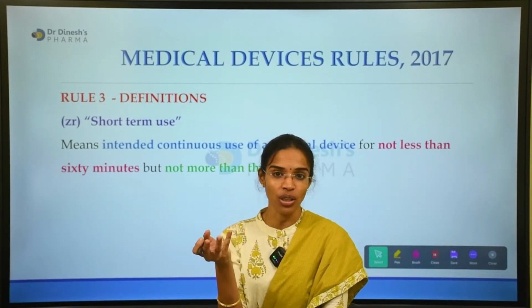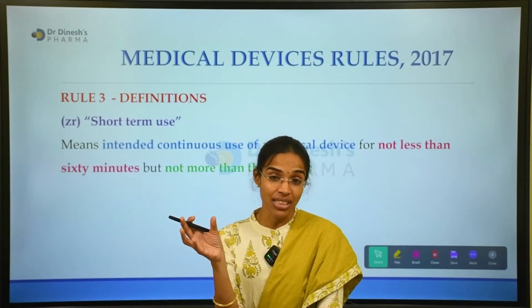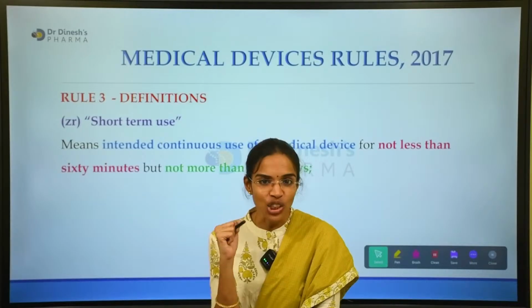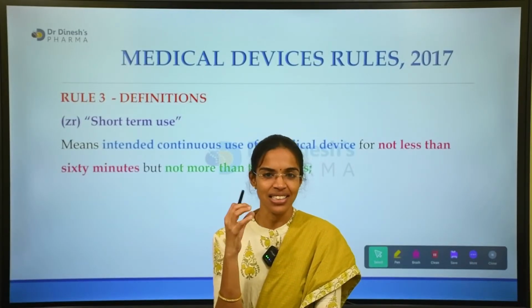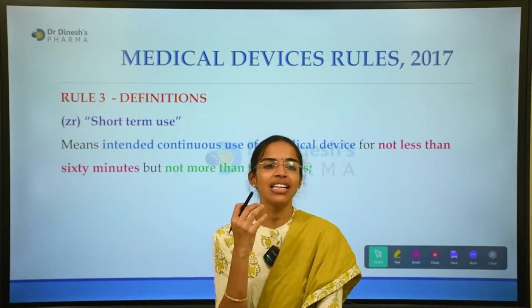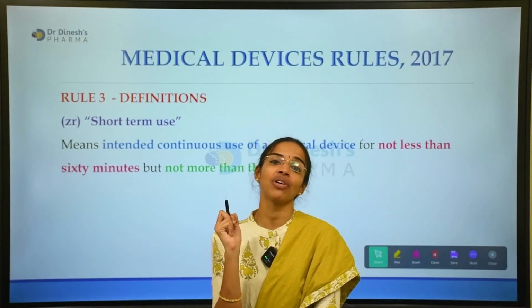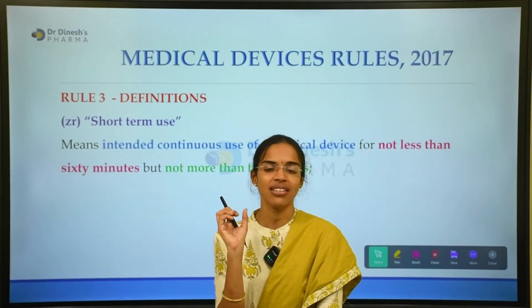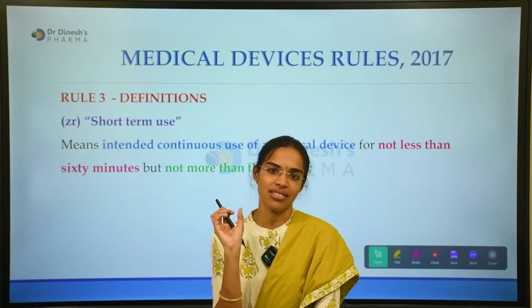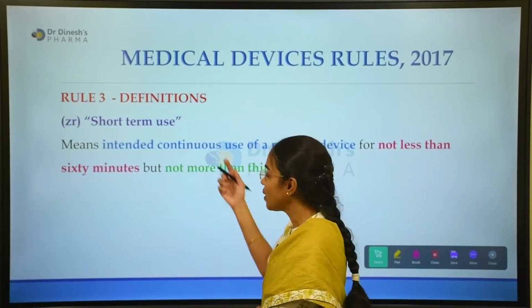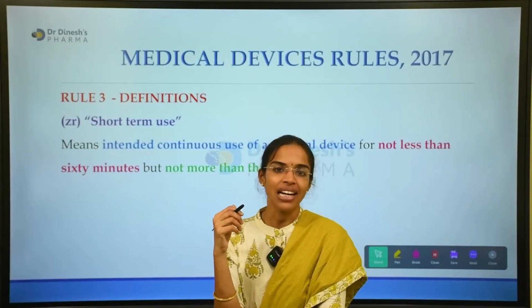What all comes under short-term use medical devices? Like IV sets, blood component collection bags, surgical supplies, and certain in vitro diagnostics also fall under it. The IV sets, not the catheters: the IV tubings and all IV sets come under short-term use medical devices.